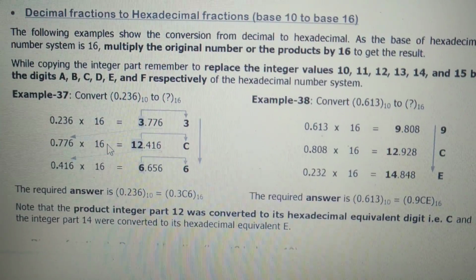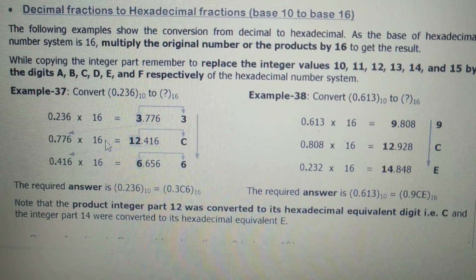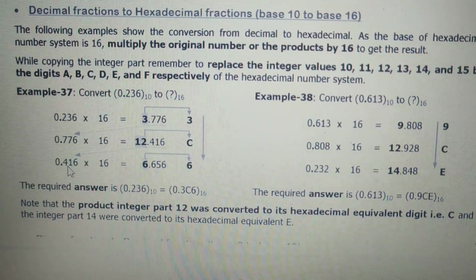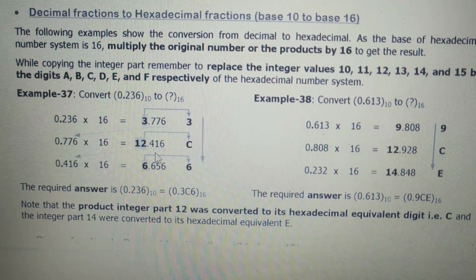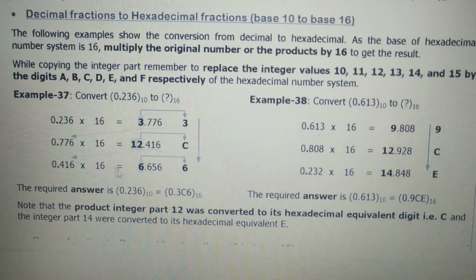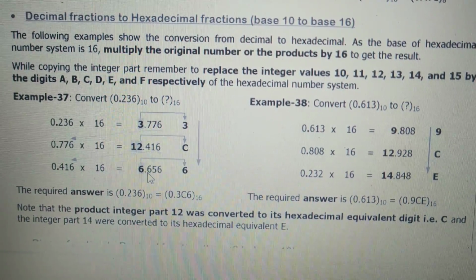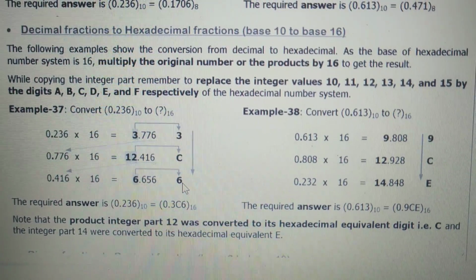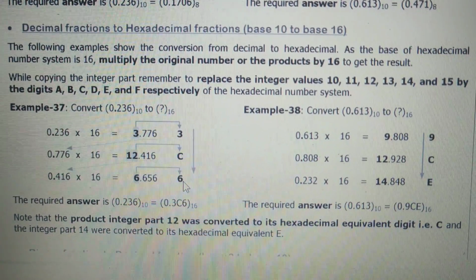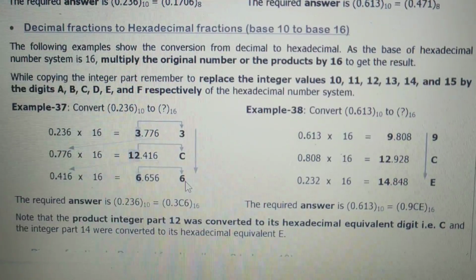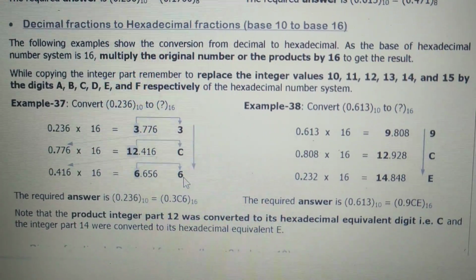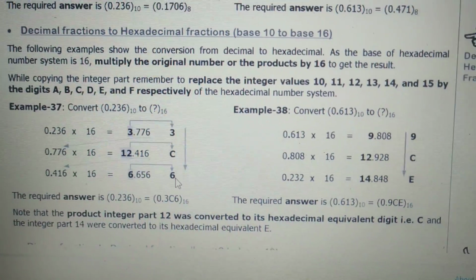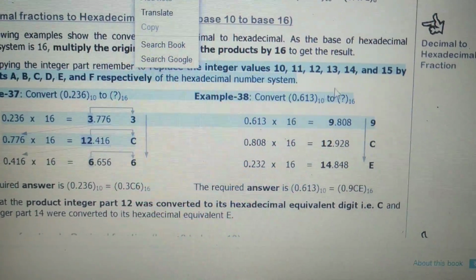12.4416. 12 we need to keep aside, but it is a hexadecimal number system. 12 is represented as C. So directly I am writing C. Now the fractional part is 0.146. So 0.146 again we multiplied with 16, and we get 6.665. So we keep aside the 6 value, and again we can go forward with the multiplication of 0.656 into 16, and we can keep going on. Okay, and from top to bottom we will write down. So the answer is 0.3C6.